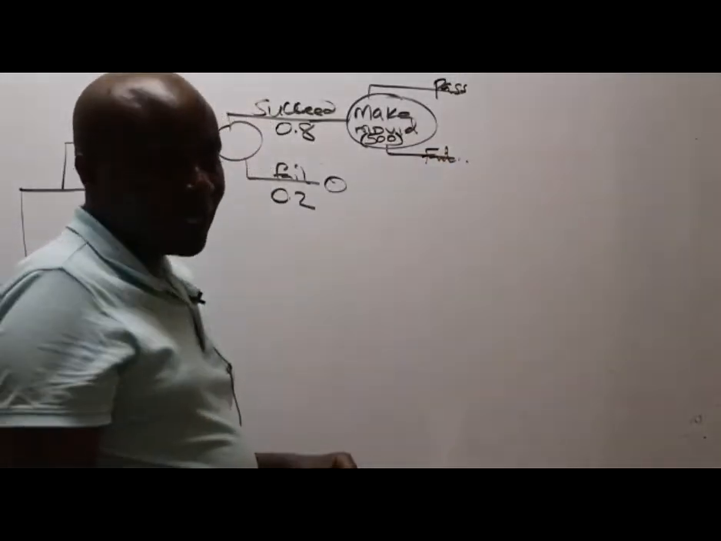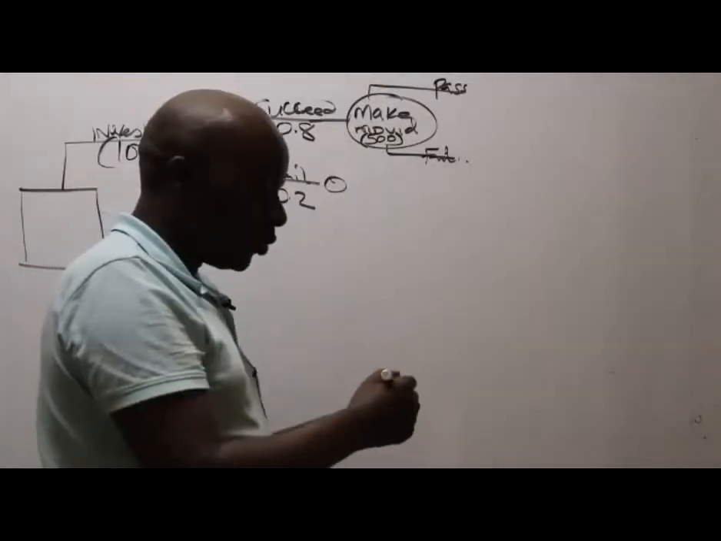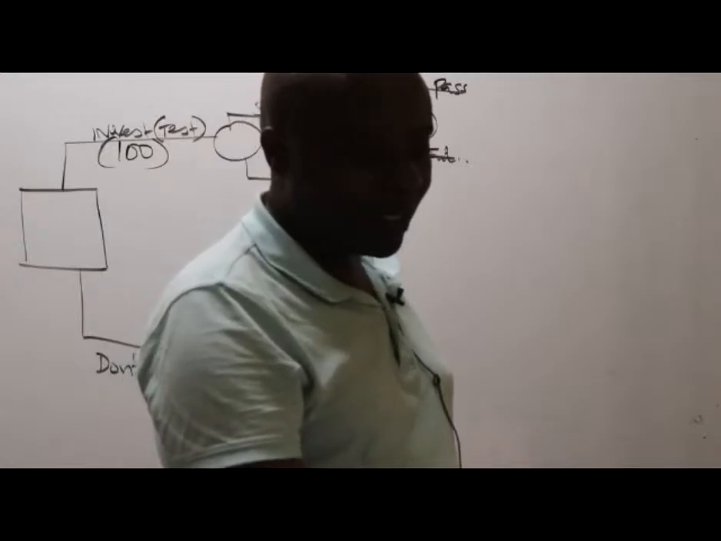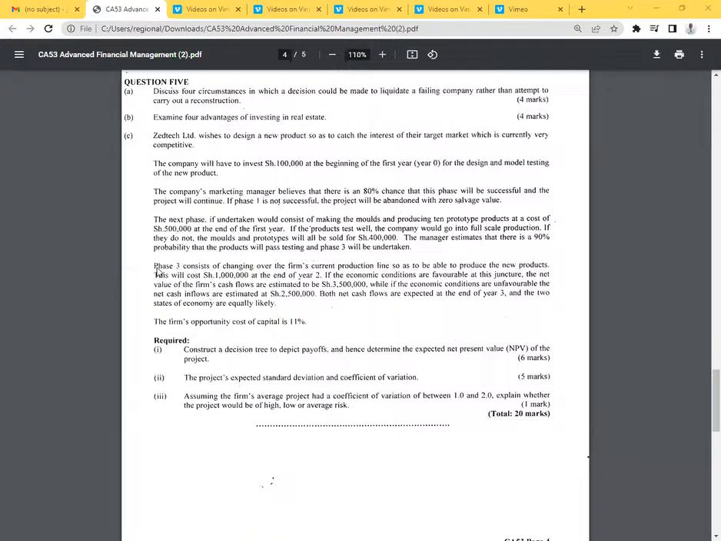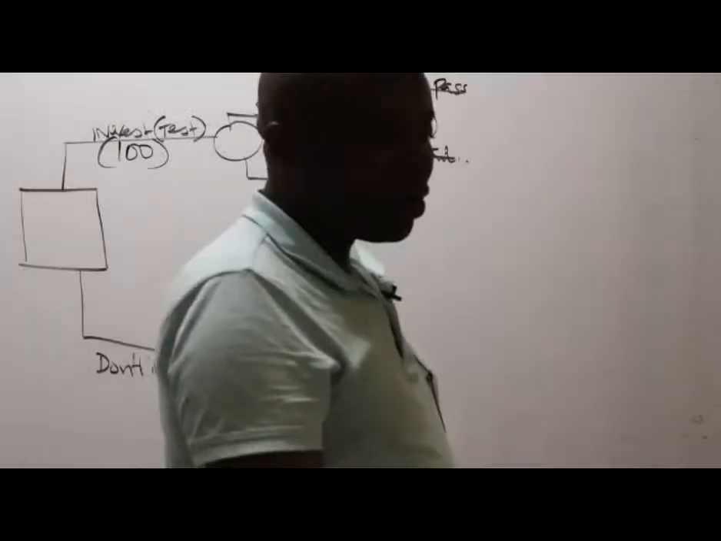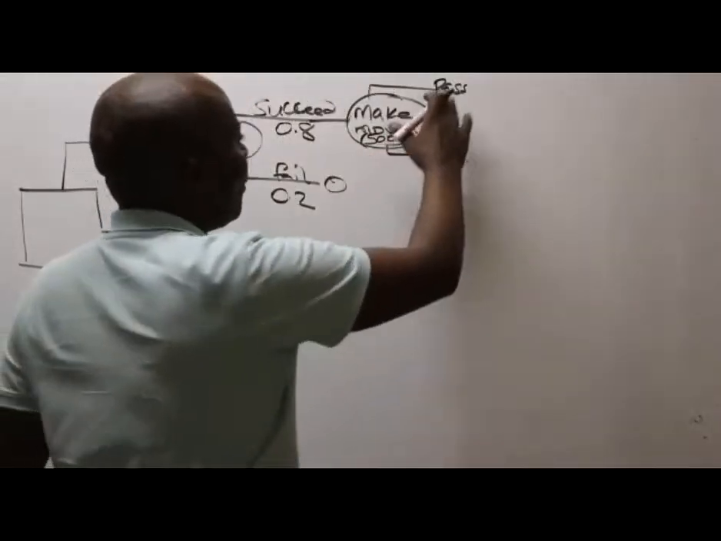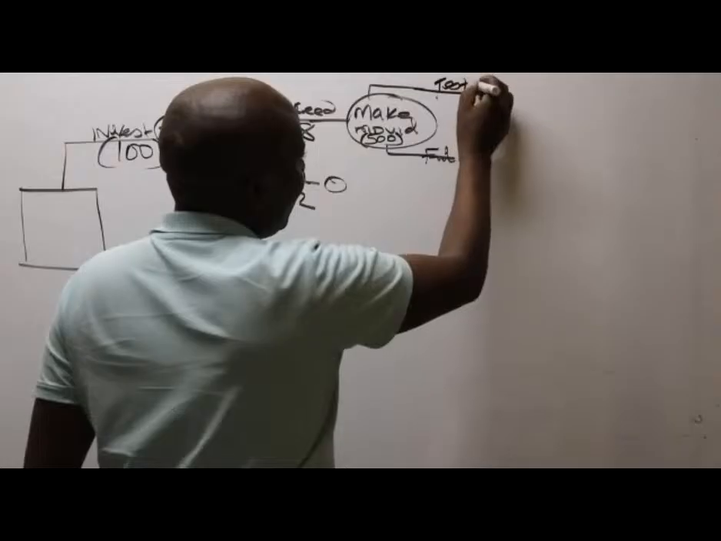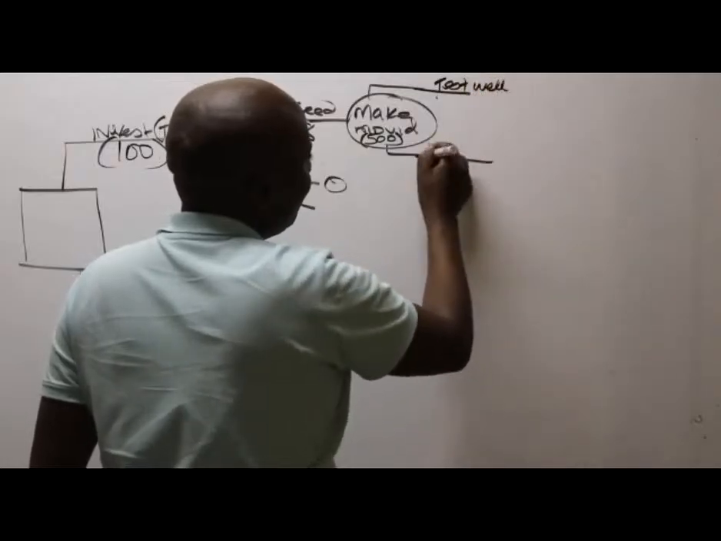They fail the test. So it's either they pass the test, always use the language given by the examiner. Like now he has told us that if the products test well, so it's about testing well. If they test well, the company will go into full scale production. If they do not, the molds and the prototypes will all be sold. So it is either these prototypes test well, or they test otherwise. It's important to use the language used by the examiner. So they could either test well or test bad.